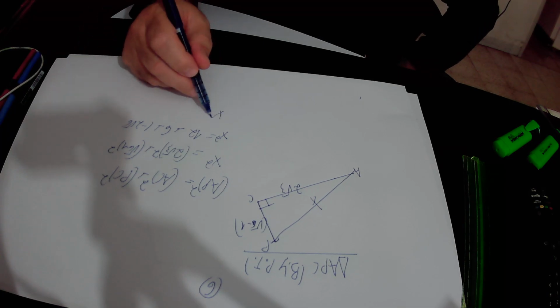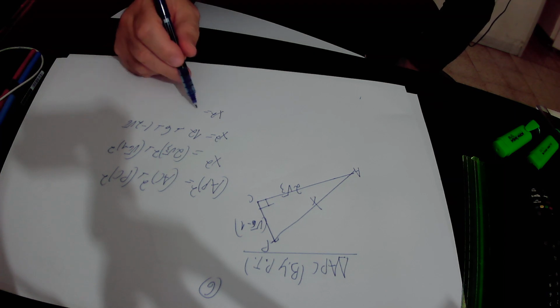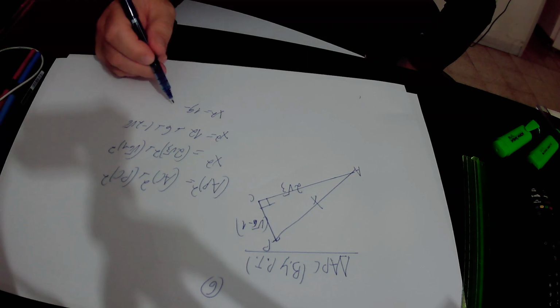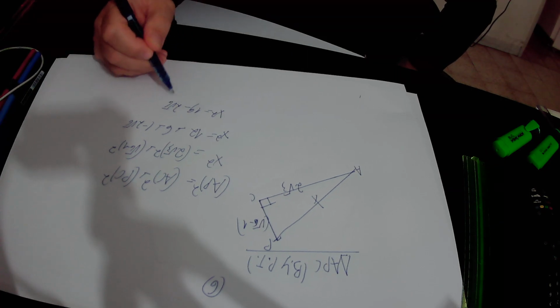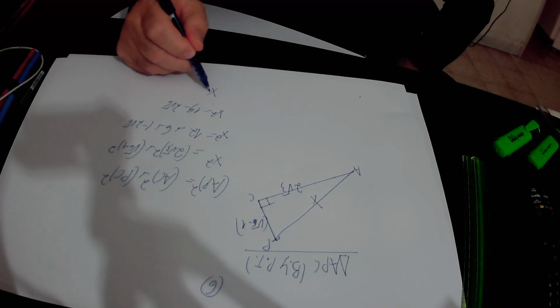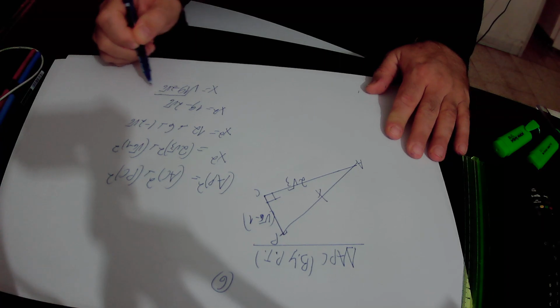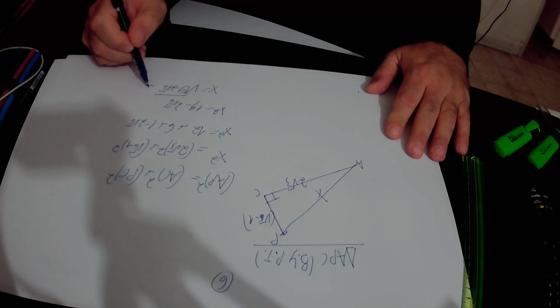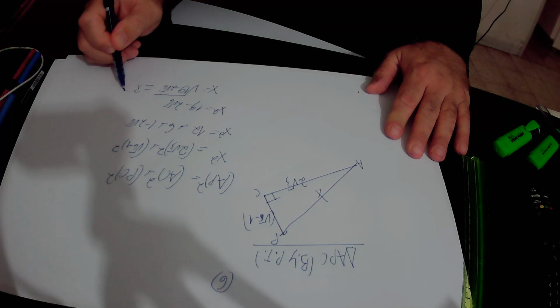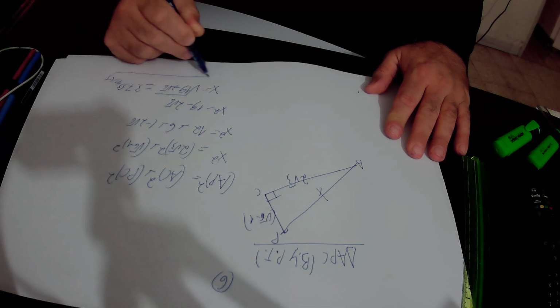So x square equals 12 plus 6 is 18, 18 plus 1 is 19, minus 2 times square root of 6 units. Here we take a root out of this equation and we get that x equals the square root of 19 minus 2 times square root of 6 units, or in terms of numbers, it equals 3.755 units. Okay, that is the answer to the question.